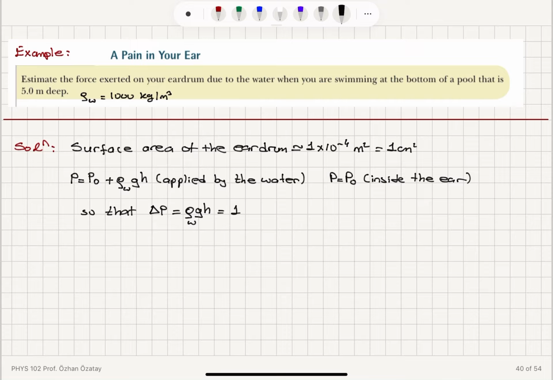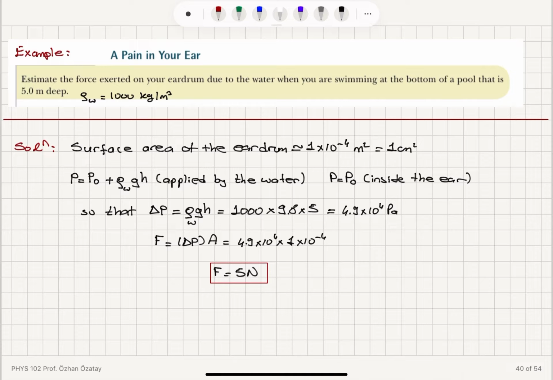which is equal to 1000 kilograms per meter cubed times 9.8 meters per second squared times 5, which is 4.9 times 10 to the 4 pascals. And the force that will be exerted on the eardrum will be due to this pressure difference multiplied by the area of the eardrum. So that will be 4.9 times 10 to the 4 times 1 times 10 to the minus 4 meters squared, our estimated area. So the force will come out to be 5 newtons. Once again, this is an application of Pascal's law. The pressure that we see at the bottom of the swimming pool is basically the pressure that is applied to our ear as well. It's basically applied to the walls of the container undiminished.